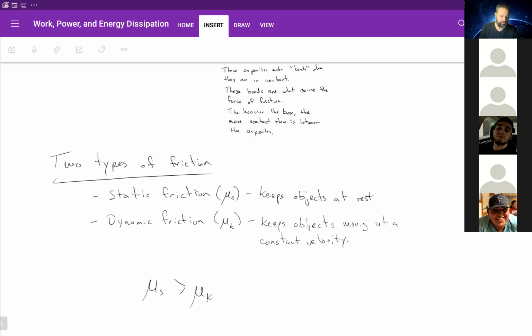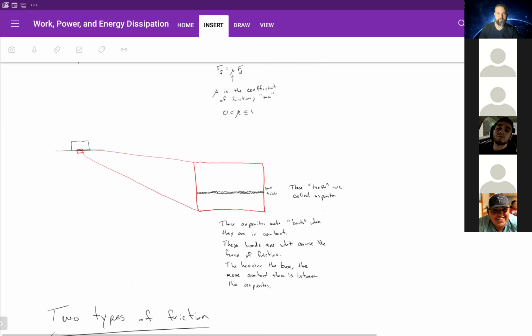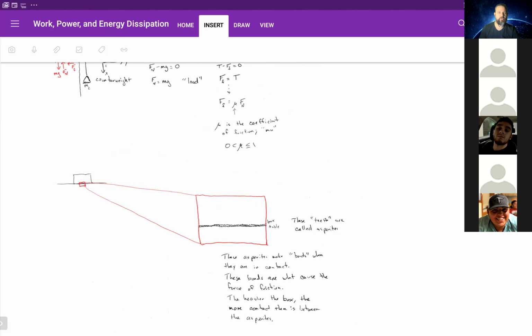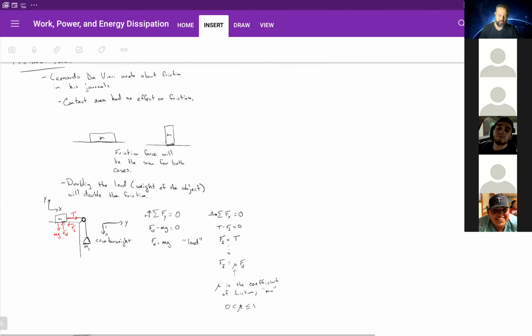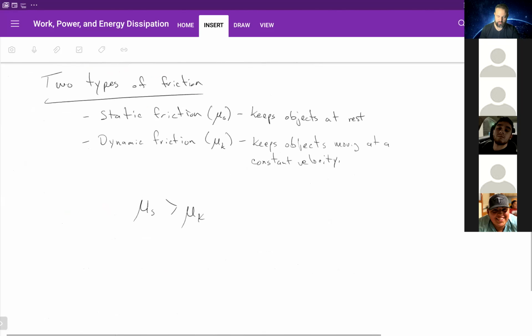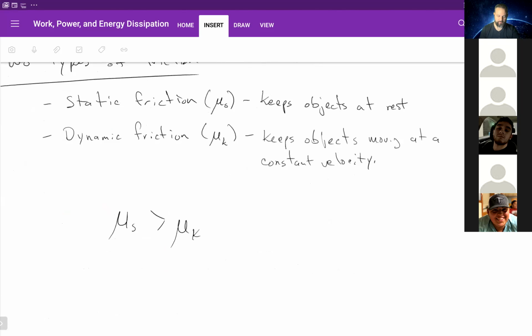Let's get started. So we finished talking about energy dissipation, which is all those things that take energy out of the system. We're not done talking about it, but we finished talking about friction and where it comes from and why it's there and how we figured it out. Leonardo da Vinci did most of that work.